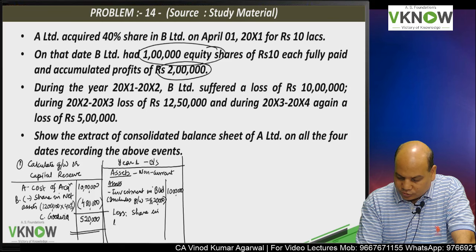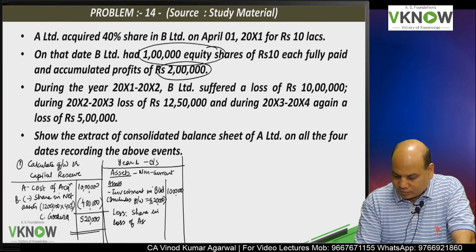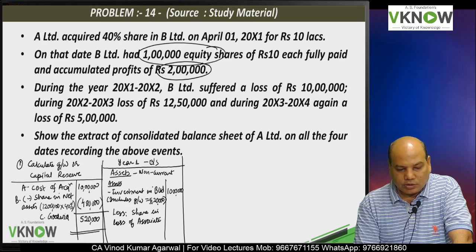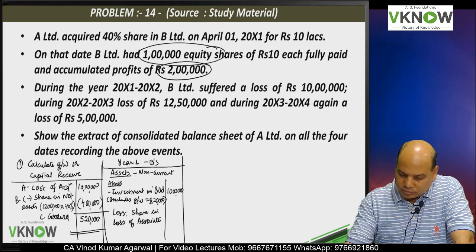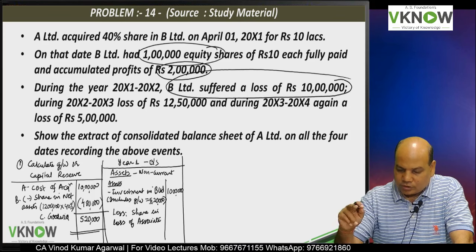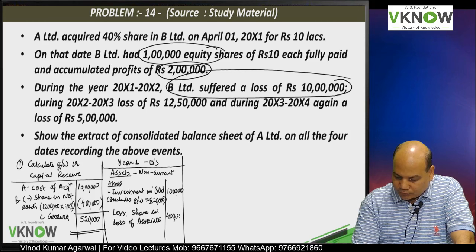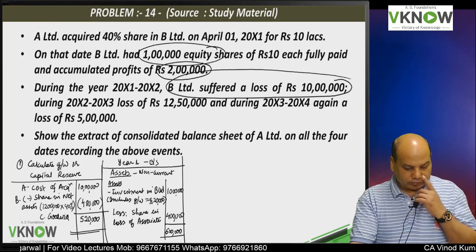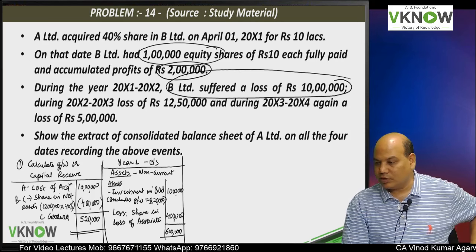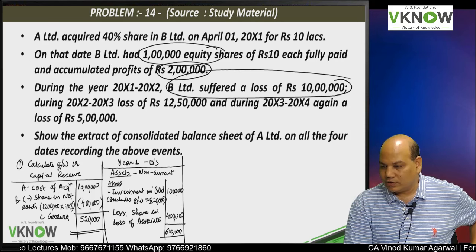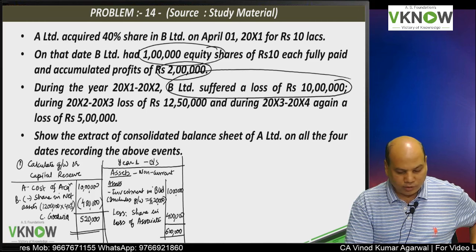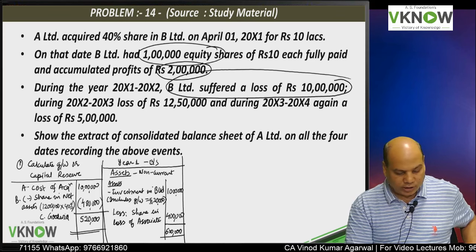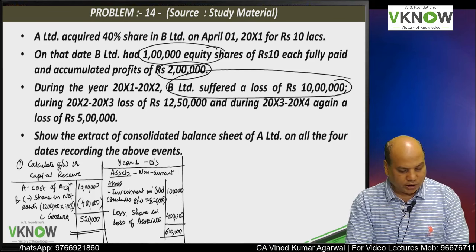share in loss of associate. First year B Limited suffered a loss of 10 lakh. 10 lakh into 40%, 4 lakh. Therefore, carrying amount would be 6 lakh. So, the presentation in the first year balance sheet would be asset investment in B, 10 lakh. Includes goodwill 5,20,000, less share in loss of associate 4 lakh, and therefore carrying amount would be 6 lakh.